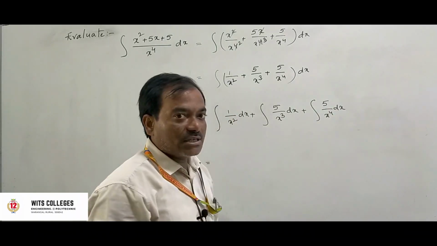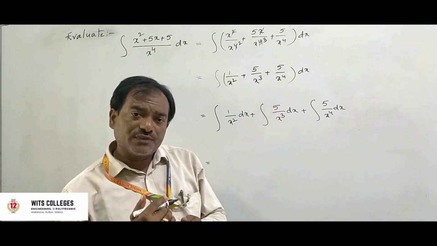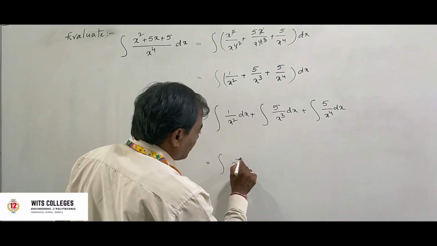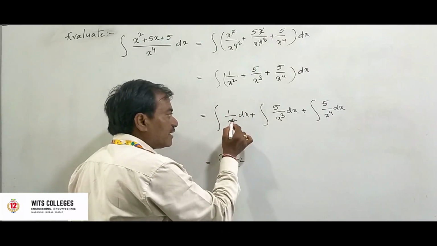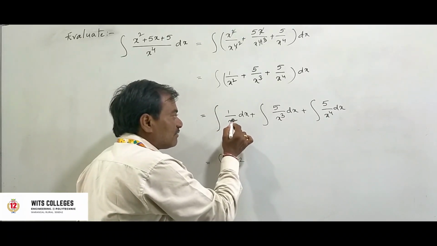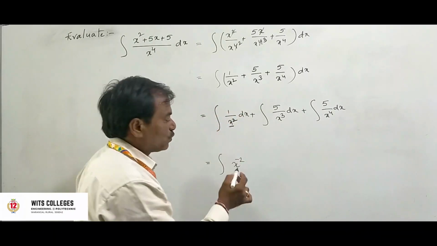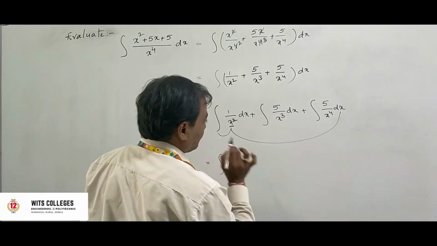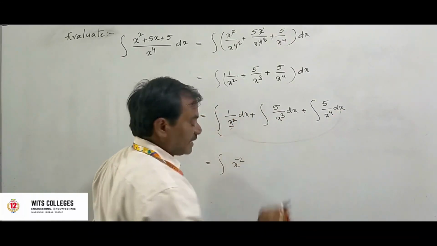So there is no direct formula for integral 1 by x square dx. The denominator x term is shifted into the numerator. So therefore this becomes x power minus 2. Why? Because this is 1 by x square. If we shift this denominator into the numerator, the power sign changes. So here the denominator power of x is 2, therefore this power changes. So this becomes x to the power of minus 2, and the dx is there.